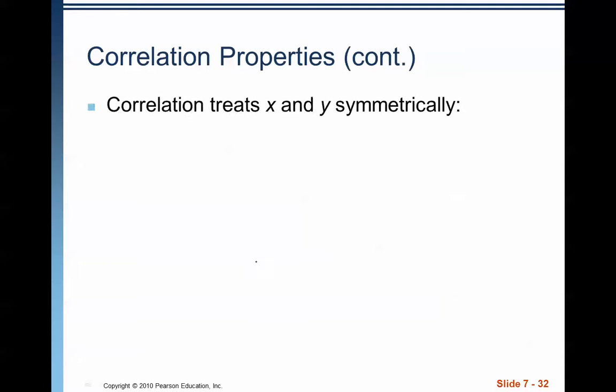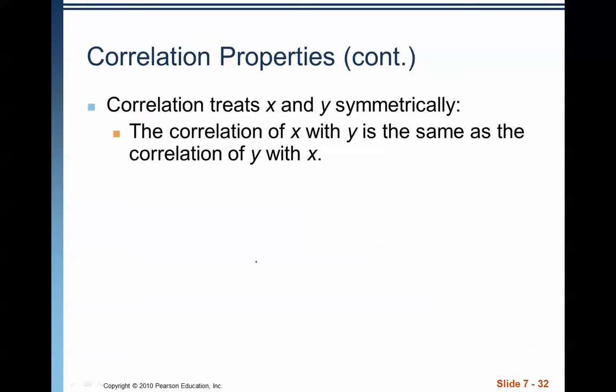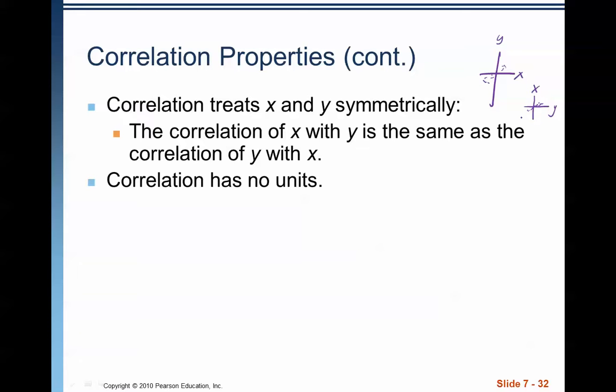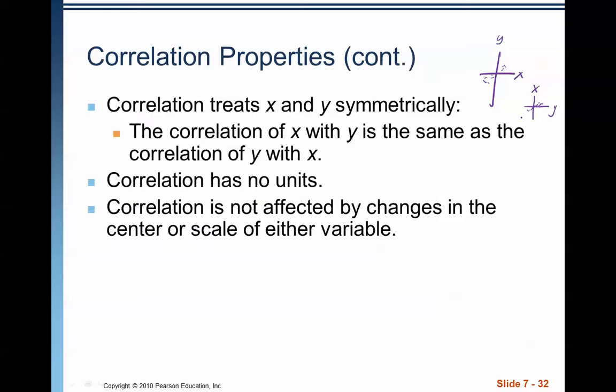We also treat correlation symmetrically, meaning that if you were to take a graph, x-axis, y-axis, and have some kind of thing here, and then you were to flip the x and the y, change it like this, the correlation will not change. It treats it symmetrically. So flipping the x and the y like that doesn't actually have an effect on the correlation. Correlation does not have units. It is simply a number between -1 and 1 that reports strength.